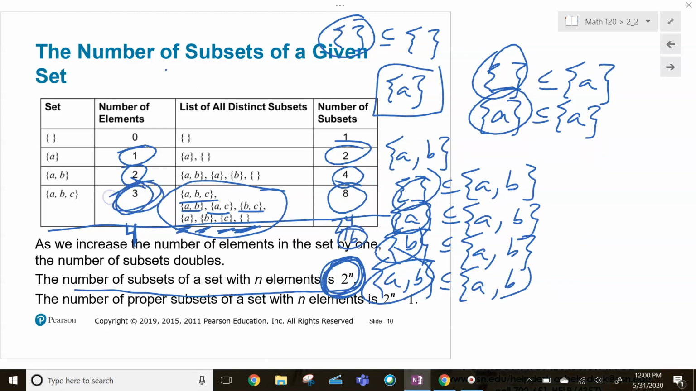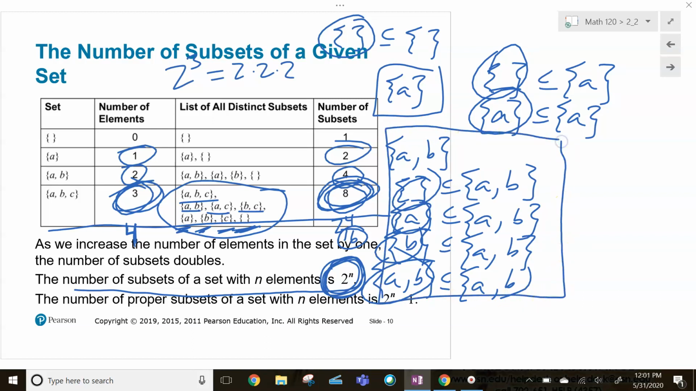So if there's 3, it's 2 to the 3rd. 2 times 2 times 2. That's why we have the 8, right? So that's the number of subsets. Now, if you're looking at proper subsets, that just changes it. There's only one change there. There's only one less because it can't be itself.